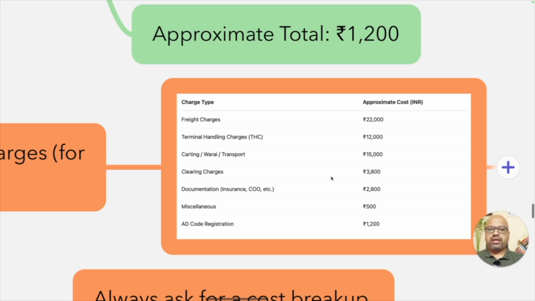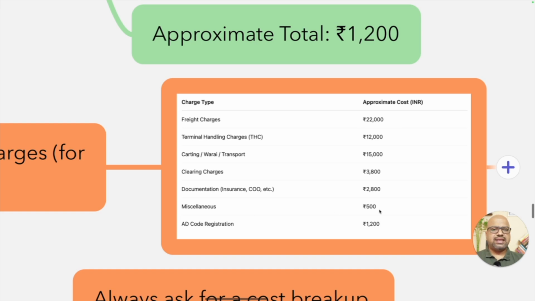Normally documentation and clearing charges can be combined in many situations, or many times they say insurance is charged separately, this is charged separately, this is not in documentation. Various other charges could be there, but if you ask for a breakup, you will get to know what they are. "Etc." doesn't have any meaning in your quotation. So please make sure you have properly calculated each and every price before you approve the quotation.